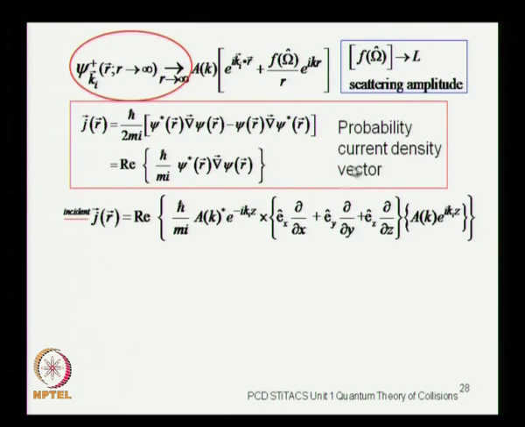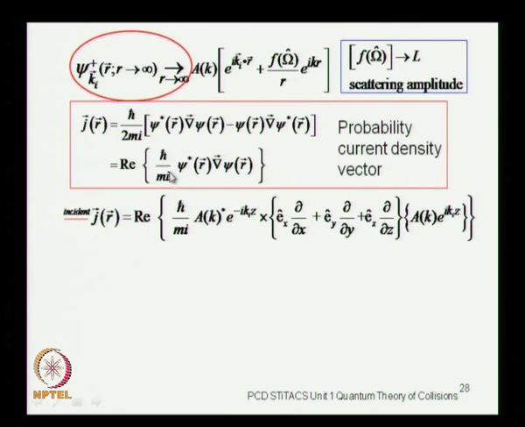and the current density vector corresponding to the incident wave alone, this is the total wave function, which is a superposition of the incident wave and a scattered spherical outgoing wave according to the outgoing wave boundary conditions. Okay. The current density vector corresponding to the incident wave alone will be given by this h cross over m i psi star del psi, wherein the psi that you are going to plug in is only the incident wave, which is this e to the minus i k z, okay, along with the normalization A k.